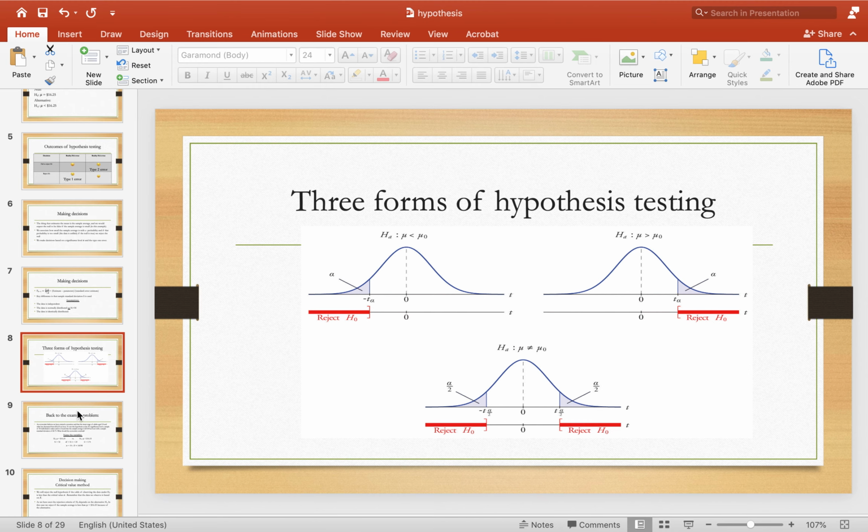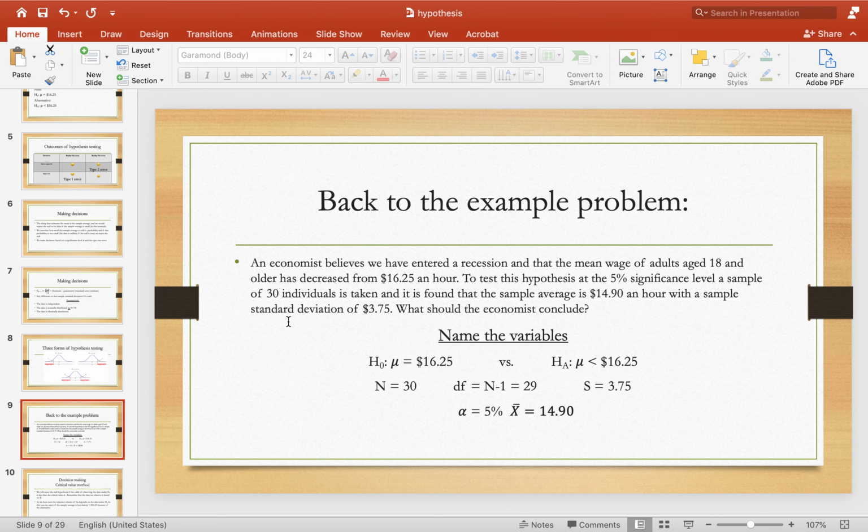Okay. Now let's get back to our problem. I play a game called Name the Variables, and I've already filled in all the variables. I filled in the null hypothesis, I filled in the sample size, I've filled in degrees of freedom because I'm going to use a t-distribution. I specified S, I picked out the significance level alpha, and I've identified the sample average here.